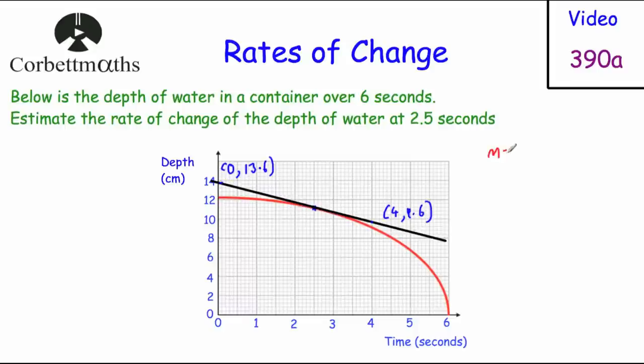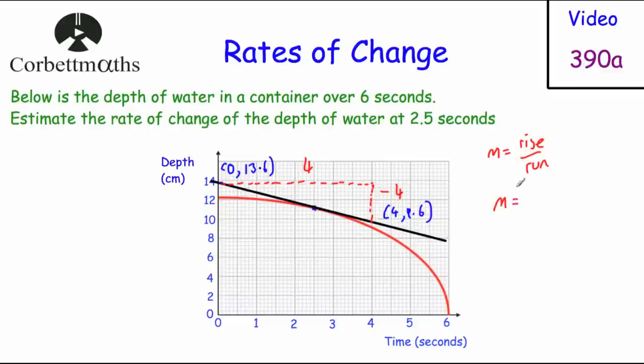So we've got two points that are on the tangent. So remember the gradient m is equal to rise over run. So let's look at our points. Let's look at, first of all, the run. Well, we're going from this point all the way across to 4 seconds. So the run would be 4 seconds. We're going four across. And in terms of the rise, well, the graph's actually going downwards. So it's going to have a negative rise because it's going downwards. And it's going down from 13.6 to 9.6. So it's going down by 4. So that means our rise is negative 4.